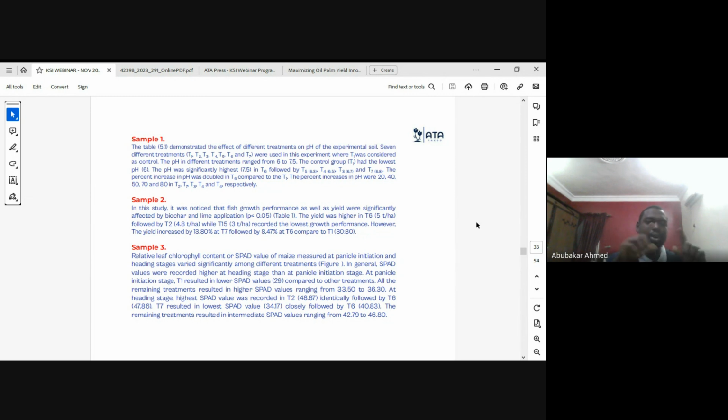meaning quotation. You need to quote the table while writing the results, or maybe you can say in Table 5, or refer to Table 5.1, for example, or as stated in Table 5.1. That is when you are discussing your findings.